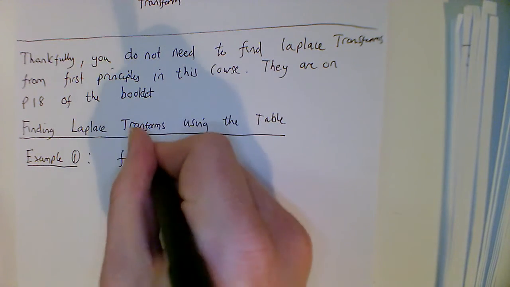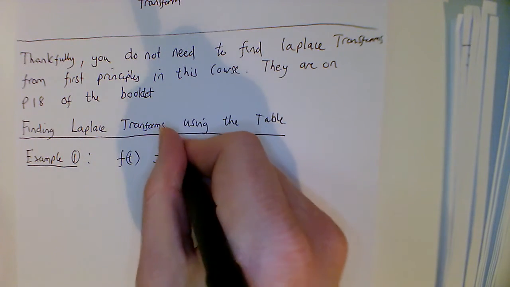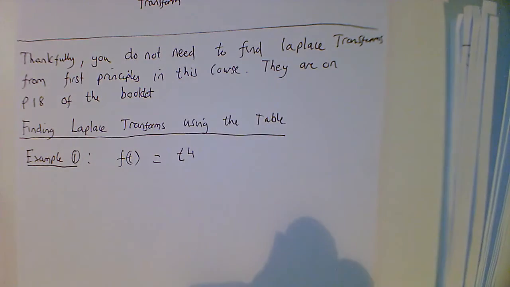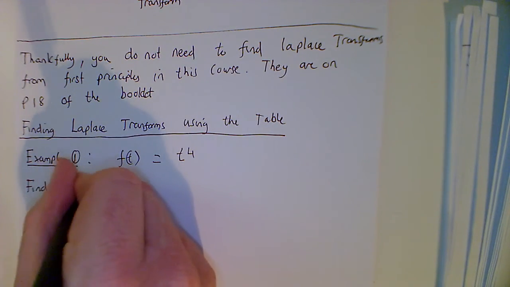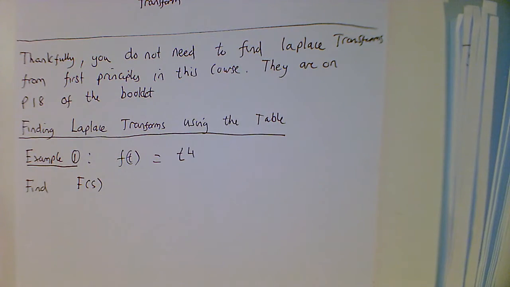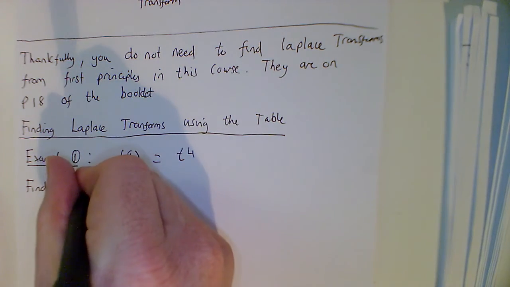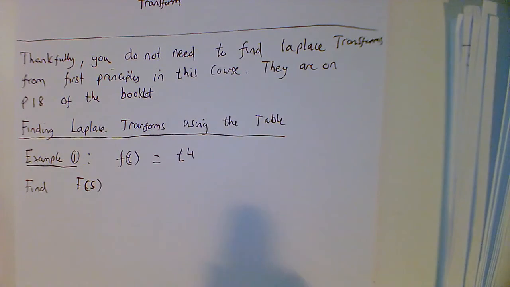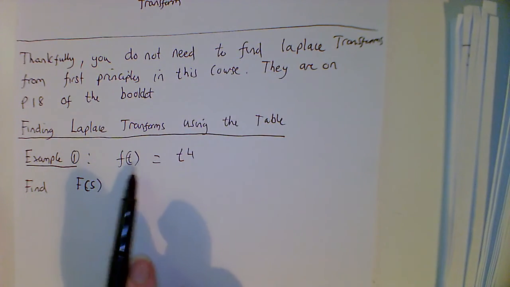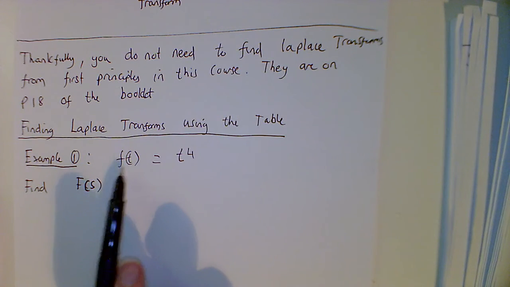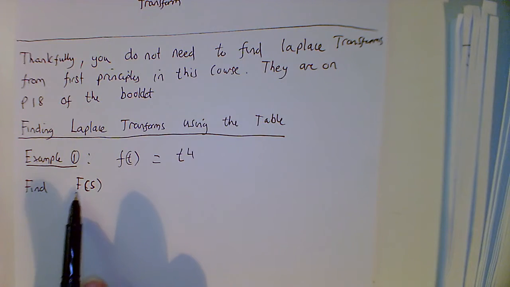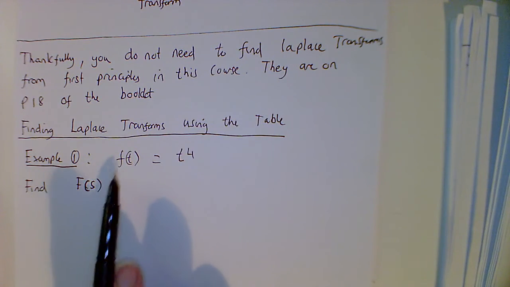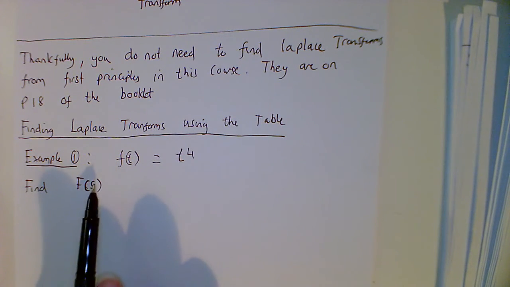f of t equals t to the power of 4. Right, so it can be worded in loads of different ways, but this is a way of saying find the Laplace transform. I've been given a normal function, lowercase f of t, and it wants a capital F of s. So that means it wants the Laplace transform.